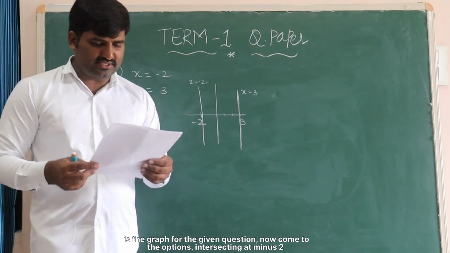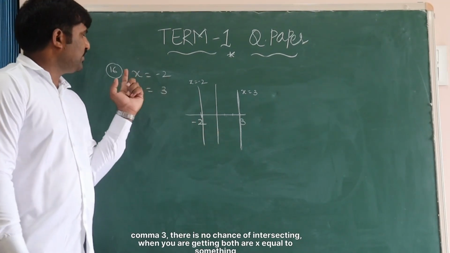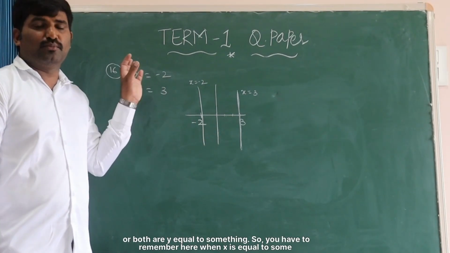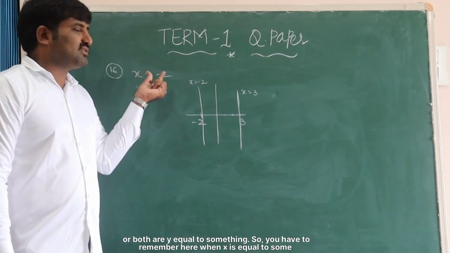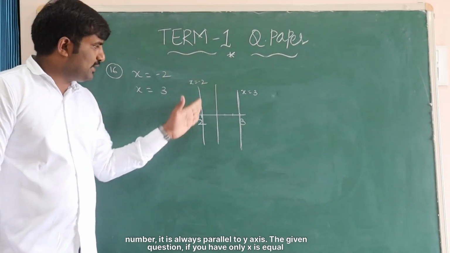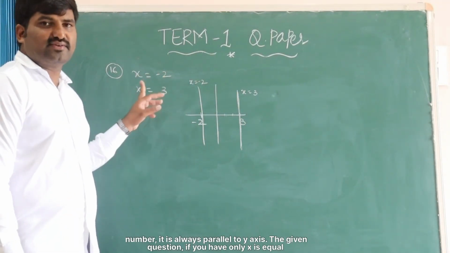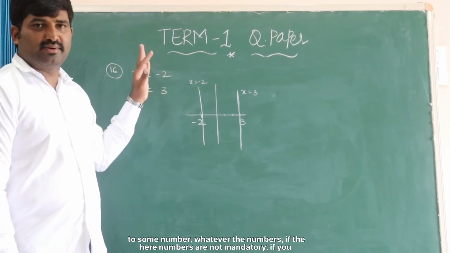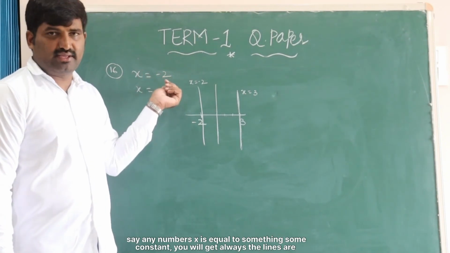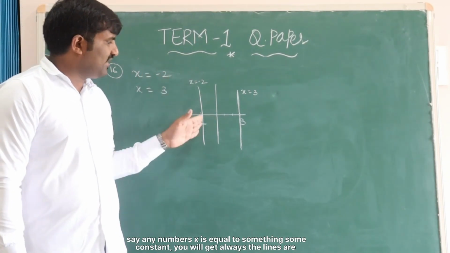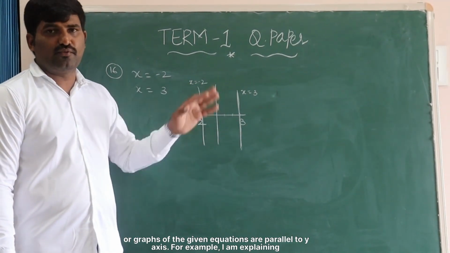Now come to the options. Intersecting at minus 2 comma 3. There is no chance of intersecting when both are x equal to something or both are y equal to something. You have to remember here, when x is equal to some number, it is always parallel to the y-axis. Whatever the numbers, if you take any equations of the form x equal to some constant, the graphs of the given equations are always parallel to the y-axis.